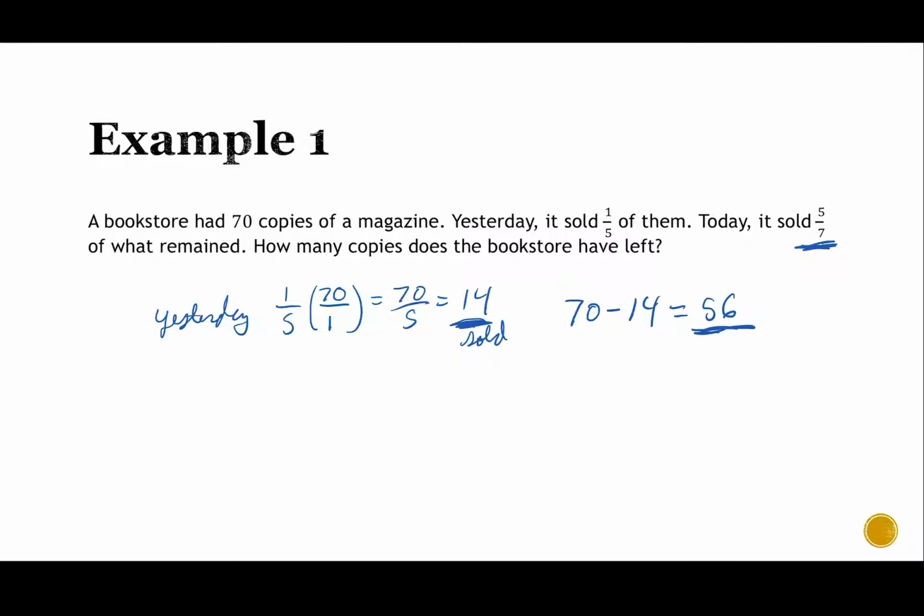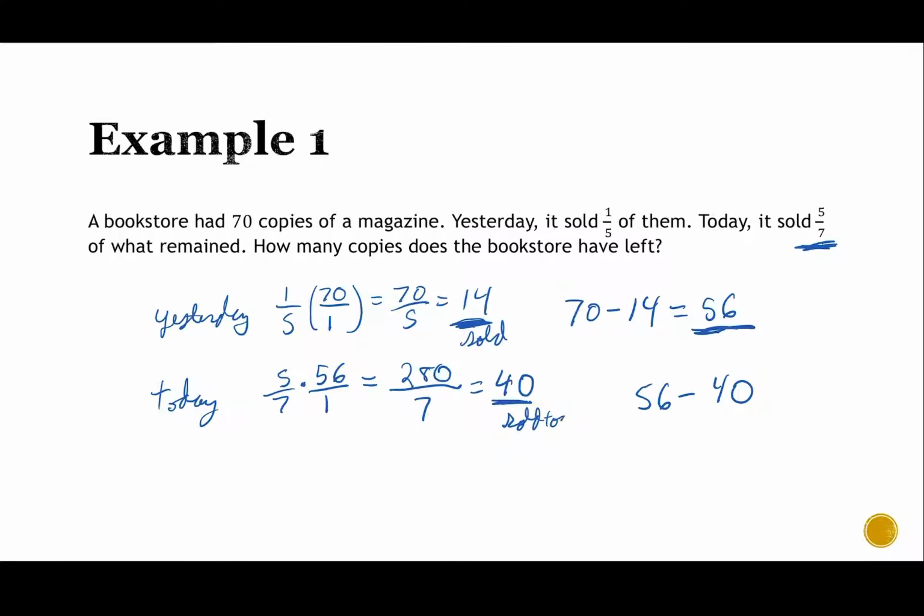Today we sold 5/7. 5/7 times 56 over 1 equals 5 times 56, which is 280, divided by 7. That's going to be 40. So I sold 40. So if I have 56 minus the 40, this is what I sold today. That's going to give me 16.